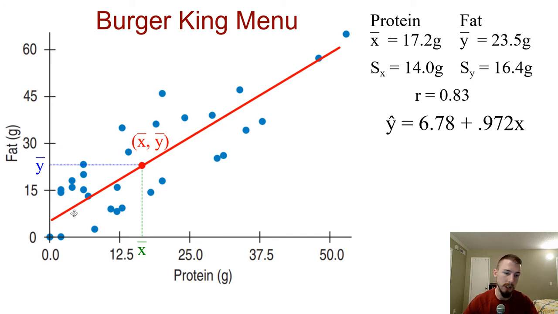So the model is going to be this red line here. Now remember, the model will always go through the mean point, which is when we have an average protein content, we would expect to have an average fat content as well. So that's going to be this point here, 17.2 and 23.5.